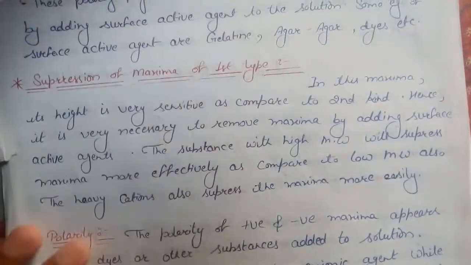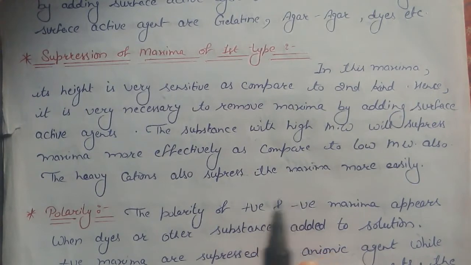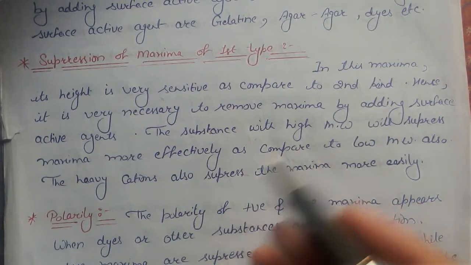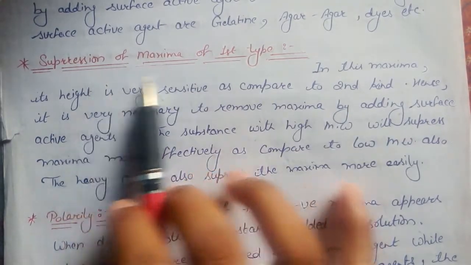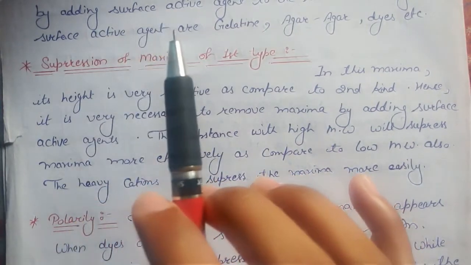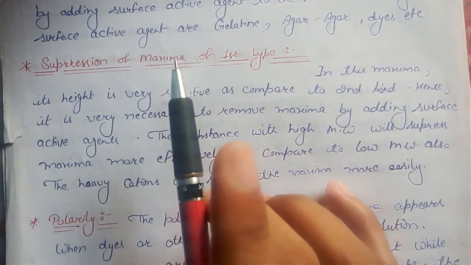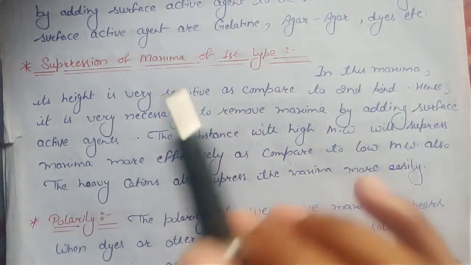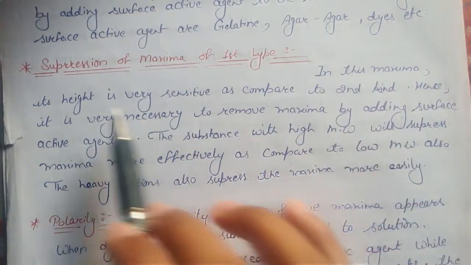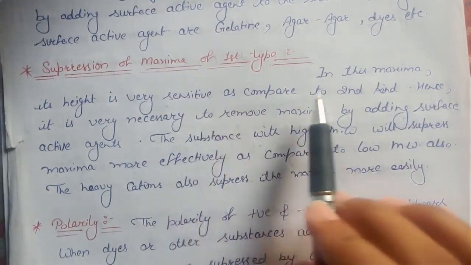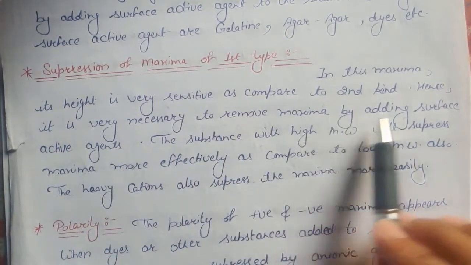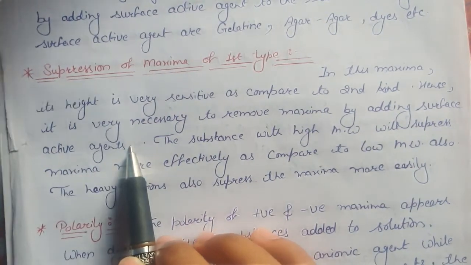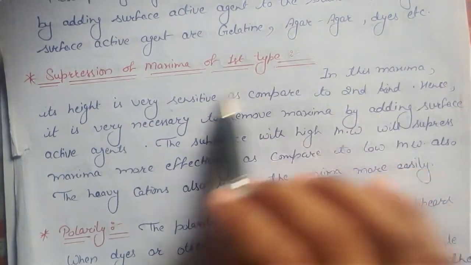Next one is, how will you suppress the maxima? So we have two types of maxima, right? Type A, type B, you can say first type, second type. Firstly, we will discuss how to suppress maxima A, that is the one with a sharp peak. In this maxima, its height is very sensitive as compared to the second kind, hence it is very necessary to remove the maxima by adding a surface active agent. So we can remove it by using a surface active agent.